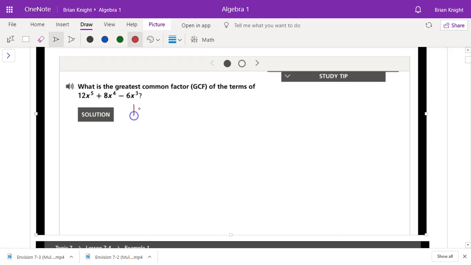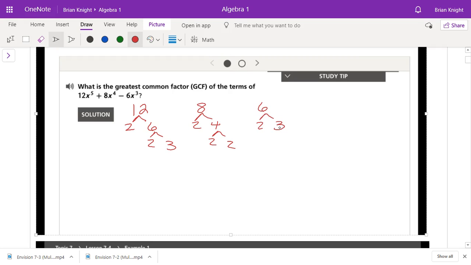So 12, I like doing a little factor tree. I don't know if y'all have done those back in the day. Did y'all do those? Okay. So 12 would be 2 and 6, and 2 and 3. So we have a 2, 2, and a 3. For 8, we have 2 and 4, and 2 and 2. And then for 6, we have 2 and 3.